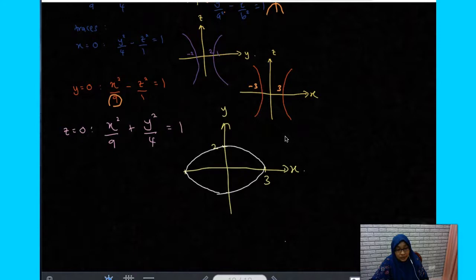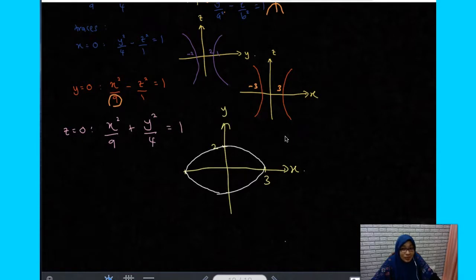Okay, so maybe you might wonder when or how can we know that we have to sketch the level curve? First, you have to look at the instruction. If the question is purposely asking you to sketch the level curve for a specific value of z, you have to follow. But if the question just says sketch the surface of this particular function, for example, then you just sketch.